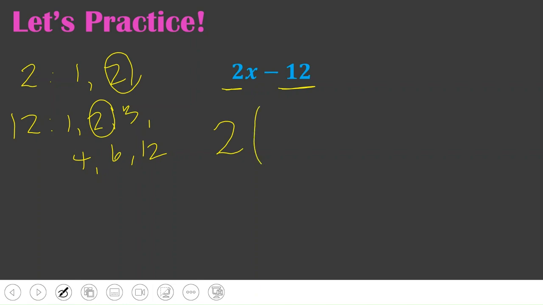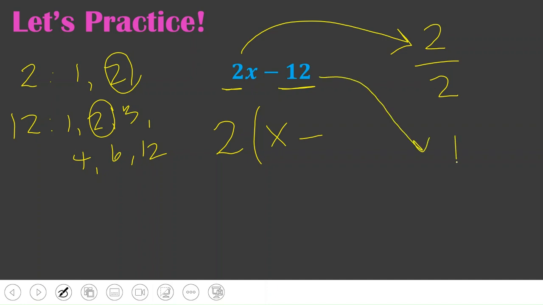And then I'm going to write over here on the right, I'm going to divide 2 by 2. And in that case, I get 1 times x, right? Or just x, because in math, we like to write as little as possible. Okay? And then I'm going to keep my subtraction sign. And then I'm going to do the same thing with 12. I'm pulling 2 out of it, or cutting half out of 12. So in that case, 12 divided by 2 is 6.